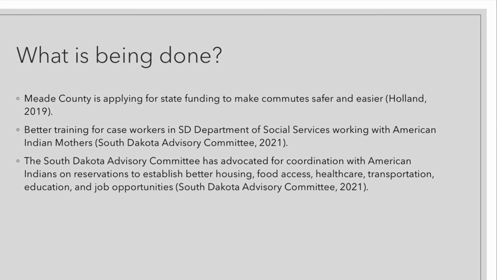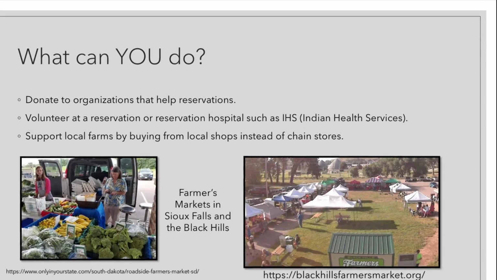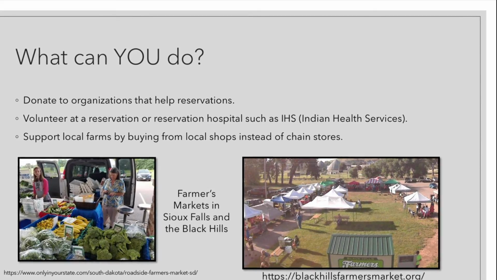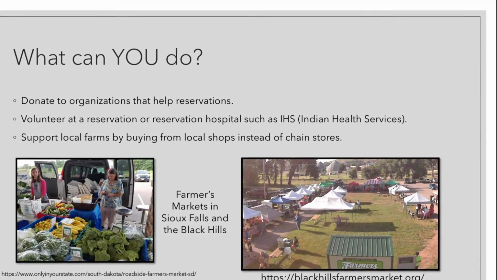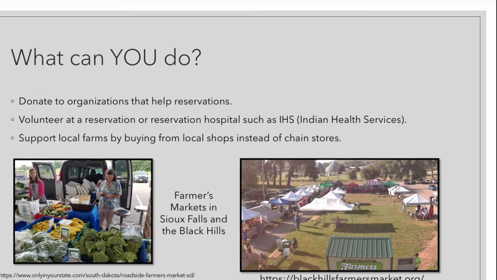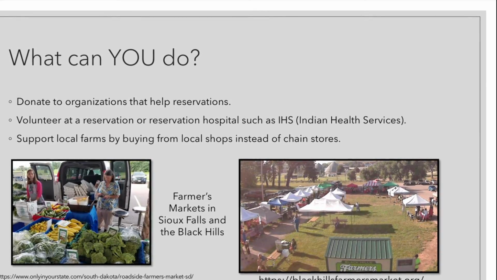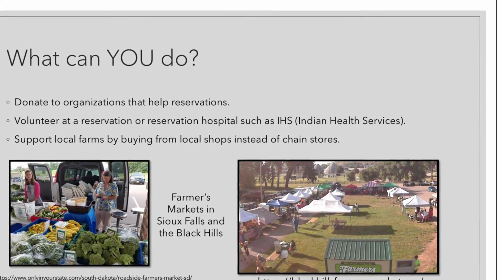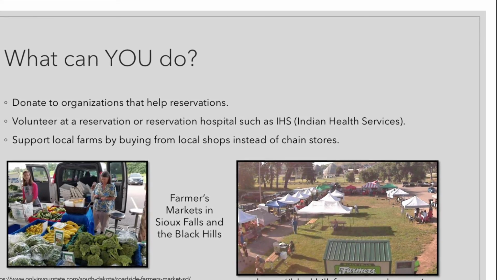education, and job opportunities. If you want to help rural health disparities, you can donate to organizations that help reservations, volunteer at a reservation or reservation hospital such as IHS, or support local farms by buying from local shops instead of chain stores.